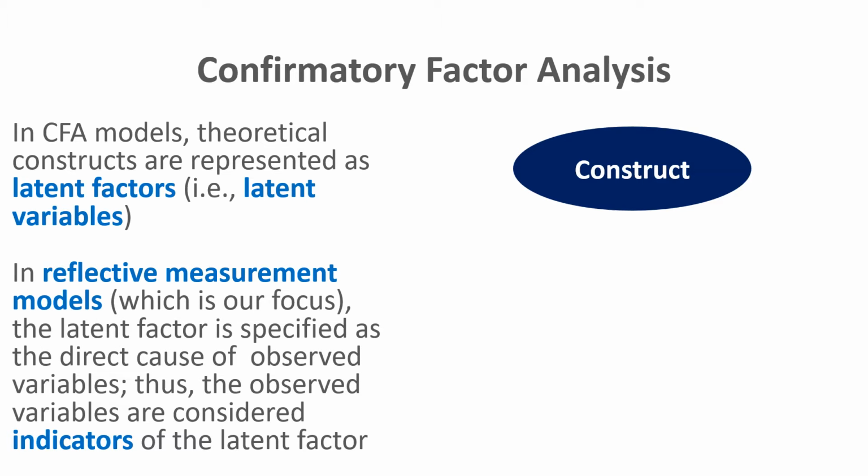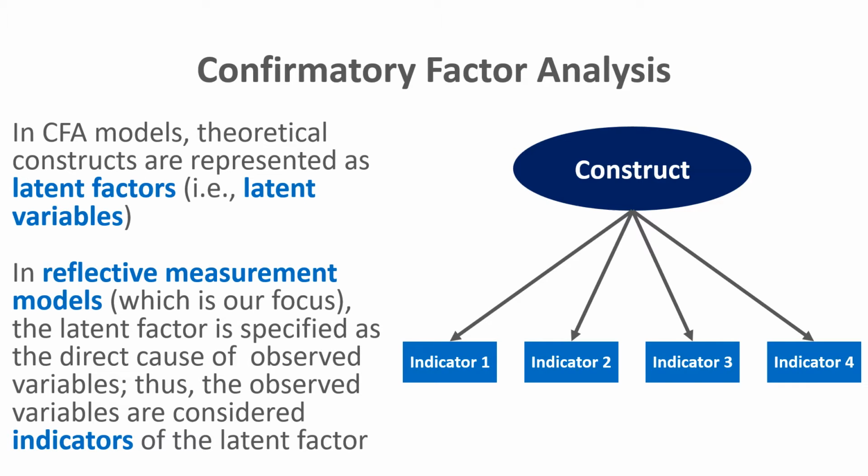Now, in reflective measurement models, which is what we're going to be focusing on in this video, the latent factor is specified as the direct cause of observed variables. Thus, the observed variables are considered indicators of the latent factor, like this. So here you can see this latent factor has 4 different indicator variables. And these are observed variables, meaning these are things that we actually directly measure. So this is what our data set contains, our measurements or scores on these 4 indicators. And we would say that these are reflective, hence reflective measurement models of this latent factor or construct.